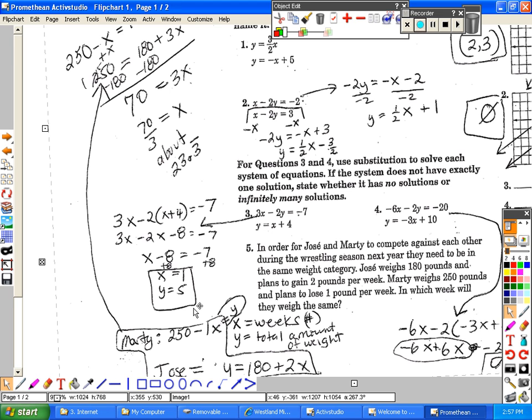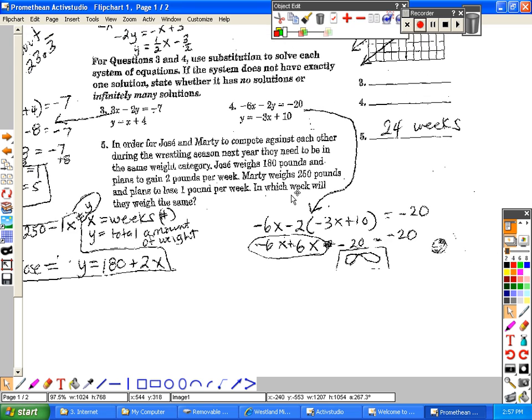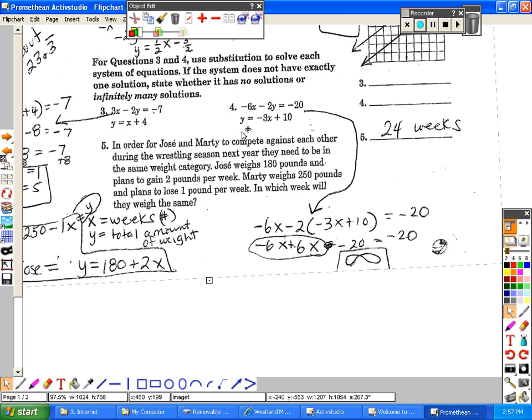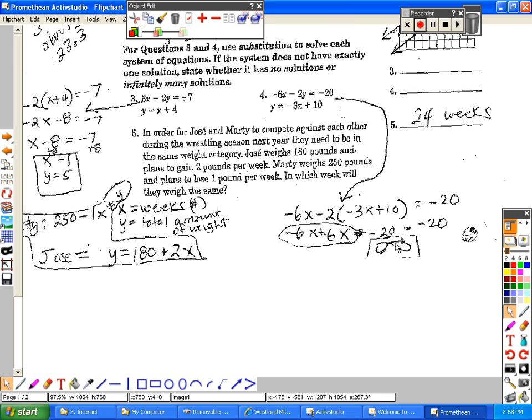Number 4, I did right here. One of them's already solved for y, so I just plug in negative 3x plus 10. Be careful because you have to distribute a negative 2, so you get positive 6x minus 20. So the 6x's are going to cancel out. Negative 6x plus positive 6x is 0. I'm left with negative 20 equals negative 20, which is a true statement, and that would mean it's infinite solutions, or all solutions.